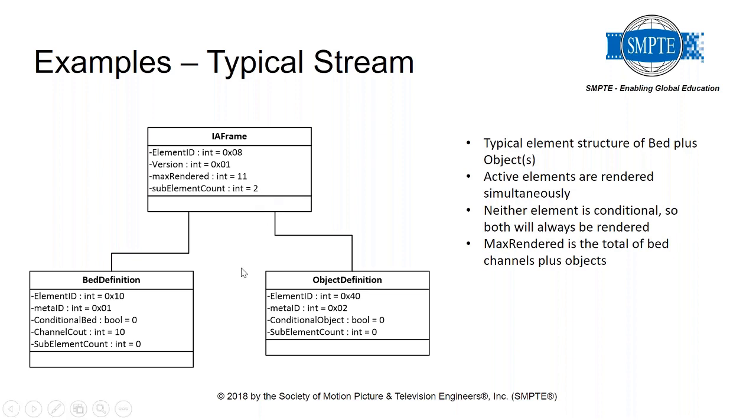Sub-element count is 2. There are 2 separate elements here, neither one is a child of the other, so the sub-element count is 2. Bed definition has an element ID of 10, a unique meta ID of 1. It's not conditional. Channel count is 10, and sub-element count is 0. Object has an element ID of 40, meta ID of 2, just to be different. It's not conditional and has no sub-elements. So if you count the number of channels plus the single object, max rendered is set to 11 in this example.